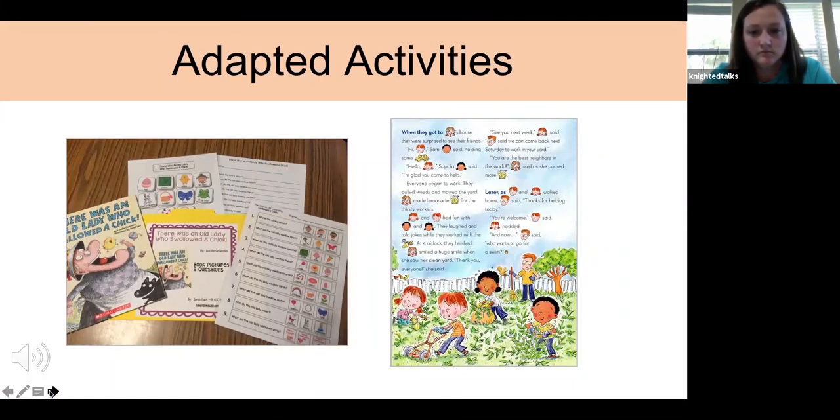Adapted activities are my favorite. So check out this adaptation on the left. It starts with the book. This book is There Was an Old Lady Who Swallowed a Chick, which is based off There Was an Old Lady Who Swallowed a Fly. And what this person did, and this was the autismhelper.com. This resource, just so you know, is on Teachers Pay Teachers.